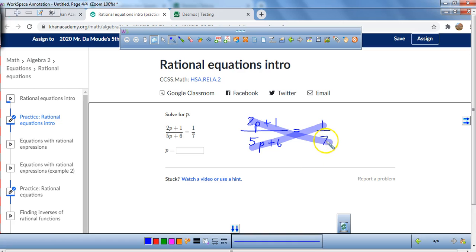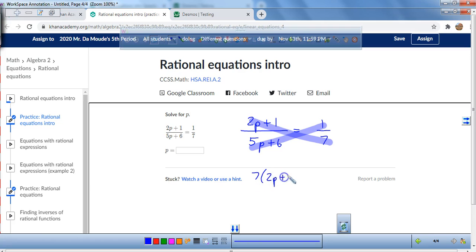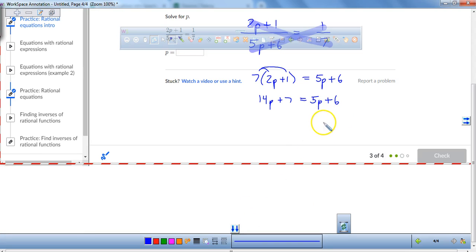Now we have 7 times 2p plus 1 equals 1 times 5p plus 6, which is just 5p plus 6. And we do a little distribution. You get 14p plus 7 equals 5p plus 6. I apologize for my 5s. They're not as nice as other people's, but that's okay.